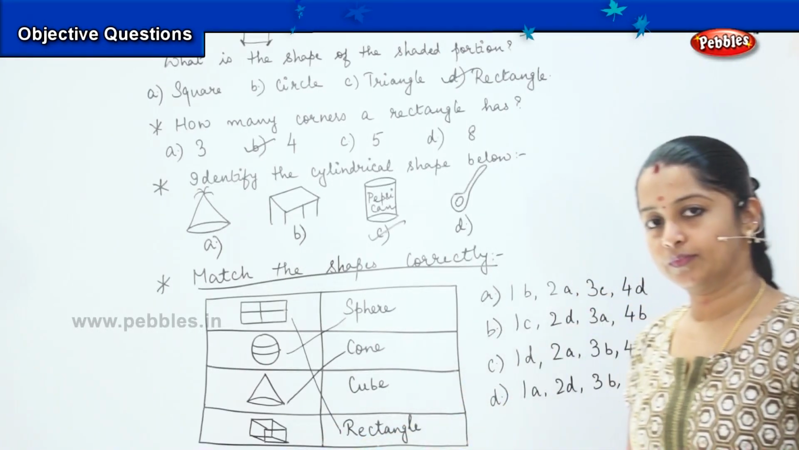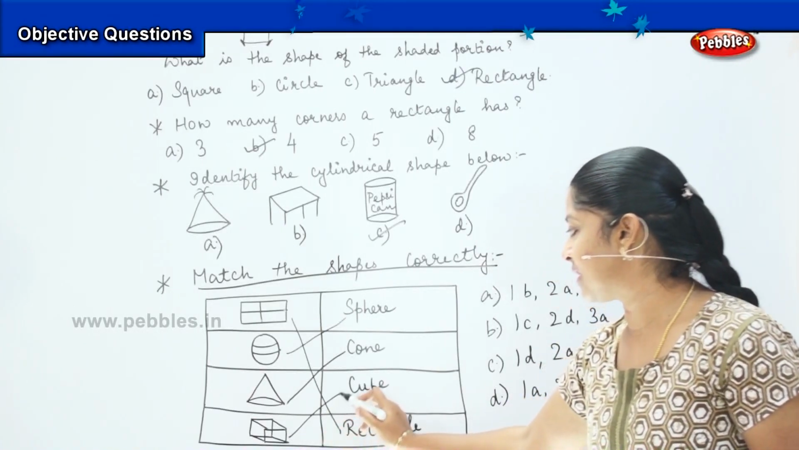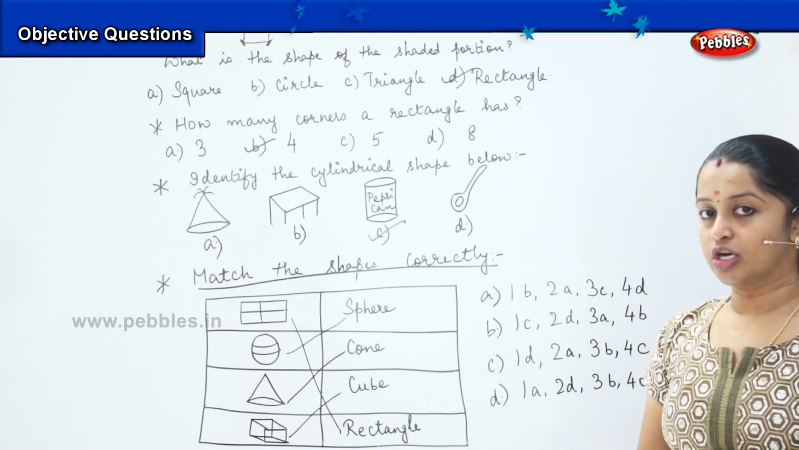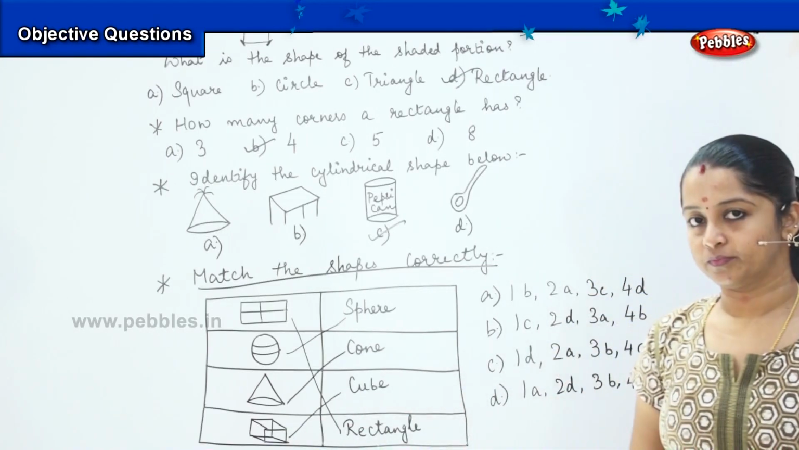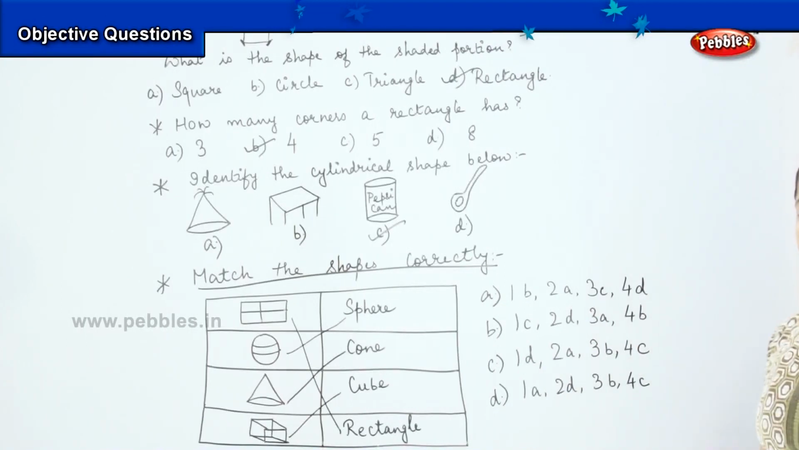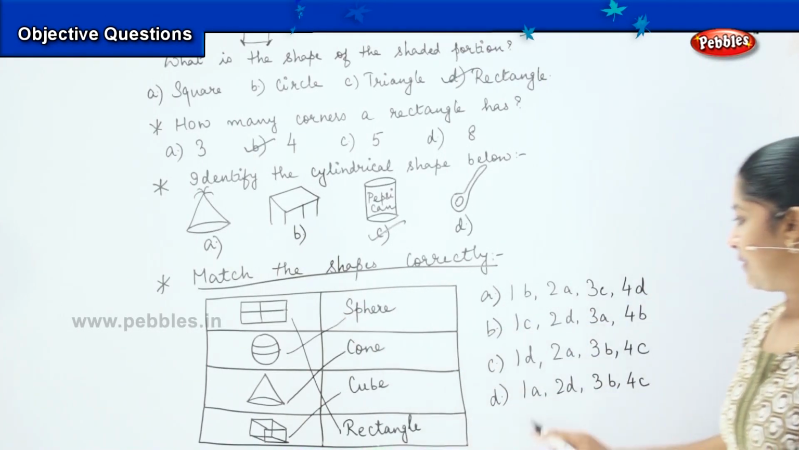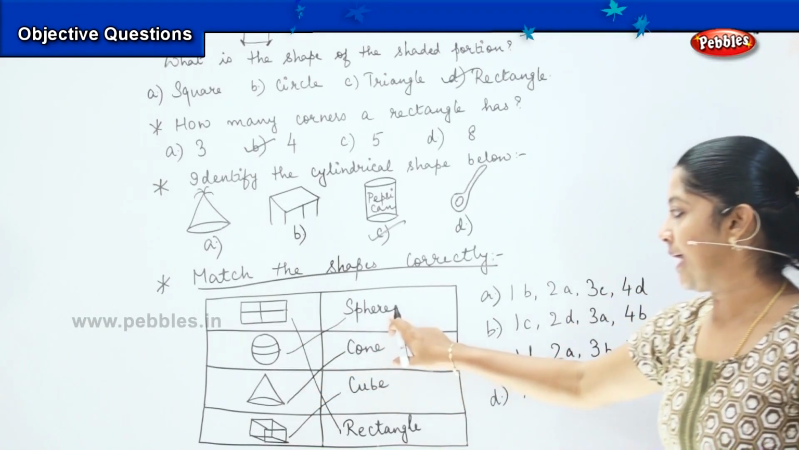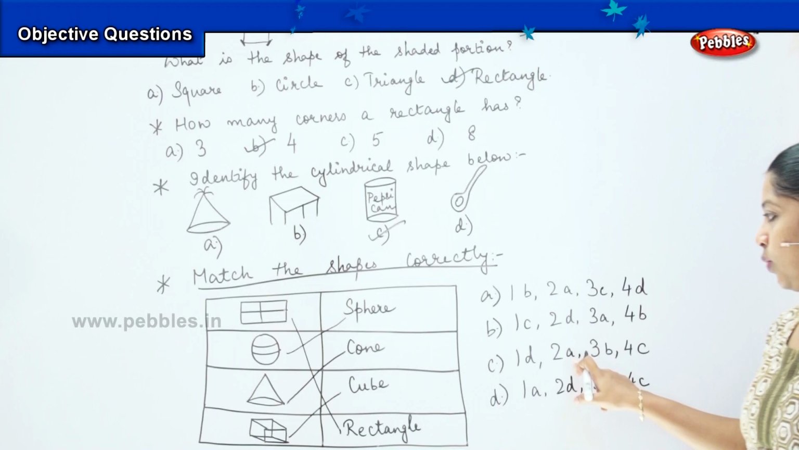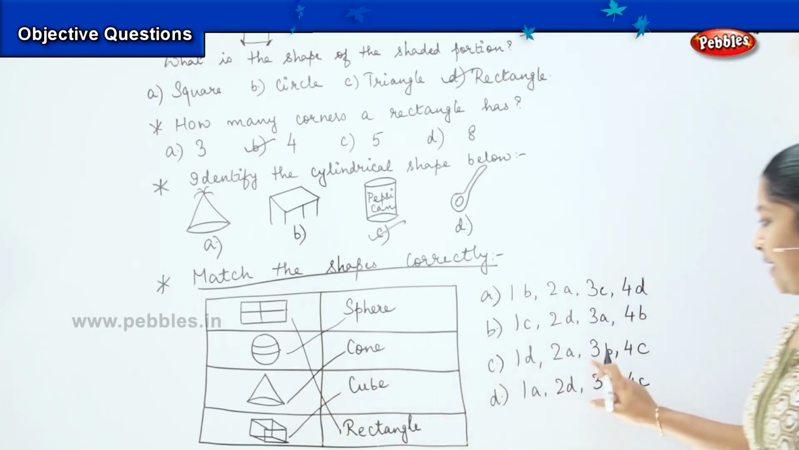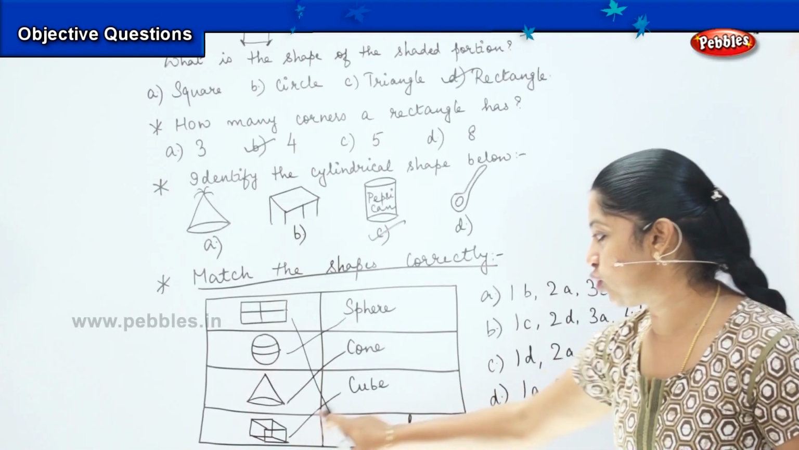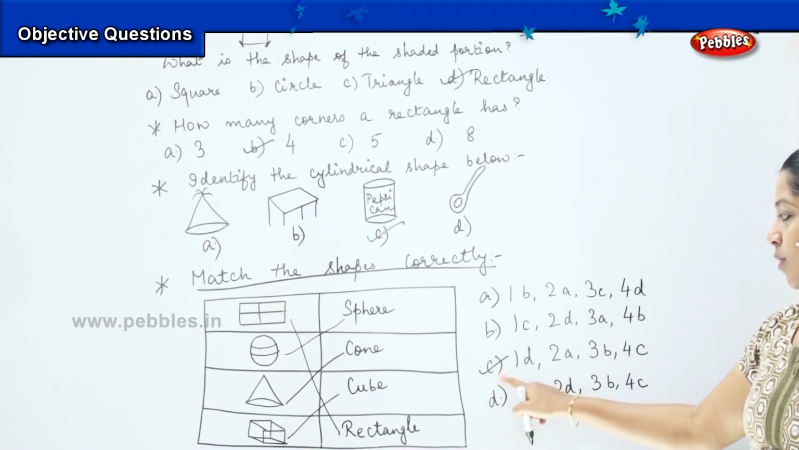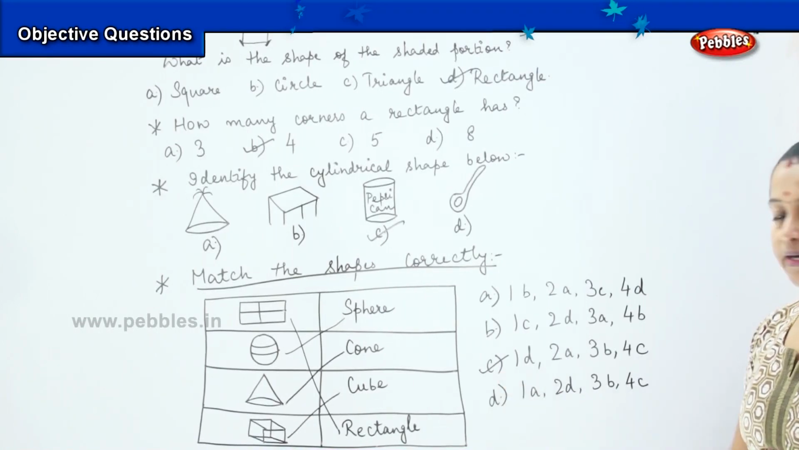And what shape is this? This is a cube. Can you give me an example of a cube? The box, right? Then the dice. You have sugar cubes. So all these are examples of a cube. So can you tell me which of these is the right option? The first is 1D. Where is 1D? Here. 1D. Then the second one is the ball, 2A. The third one is cone, so 3B. And the fourth one is cube, which is 4C. Yes? So my right option is option C. Are you clear, children, with the diagrams?